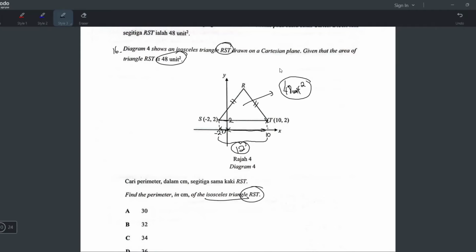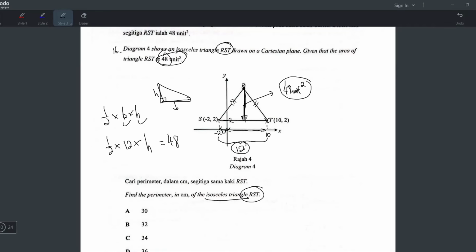The formula to find area is 1/2 times base times height. For triangle, right? But you have to make sure the base and height has to be perpendicular to each other. Okay, it has to be perpendicular to each other. So the base you can take 12, but the height it will be from R, tarik satu line ke bawah, and it has to be perpendicular to this line right here. So I will just write H for now equals to 48 because the area is 48, right?